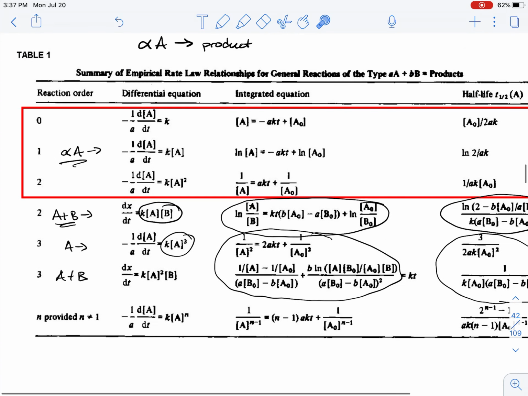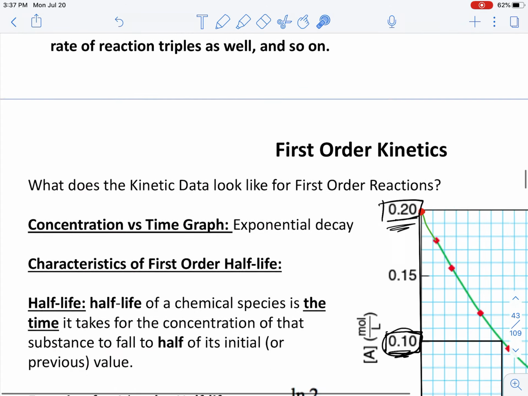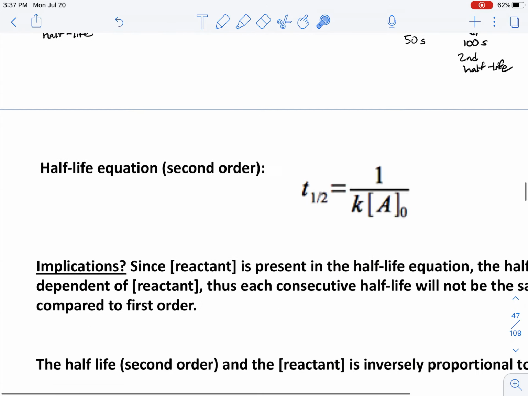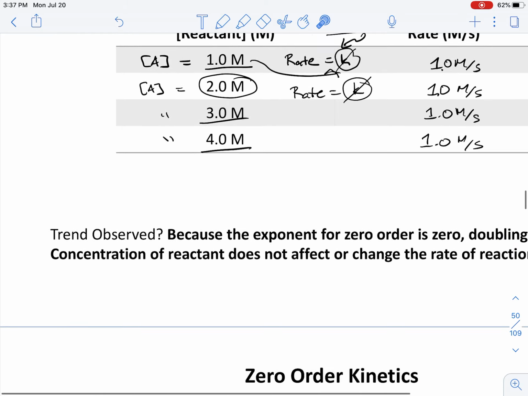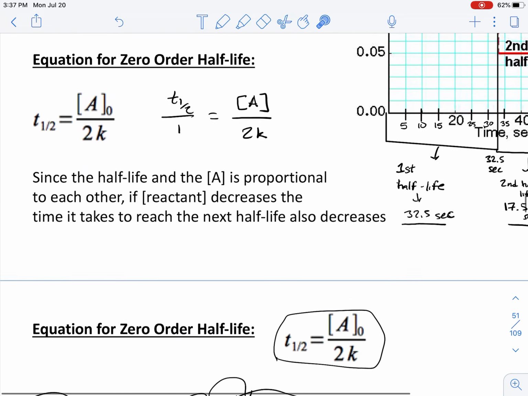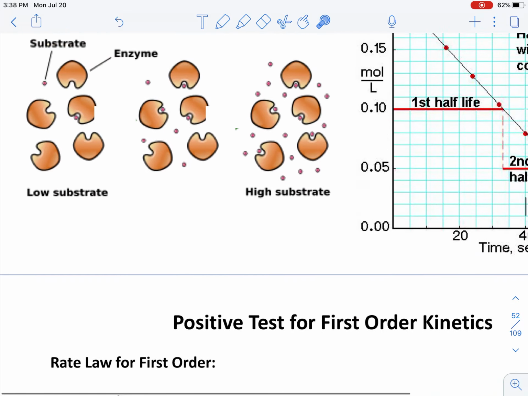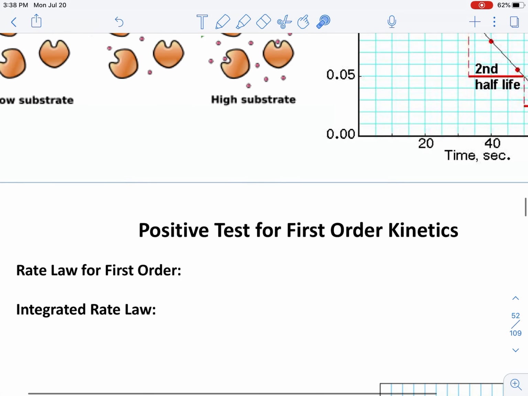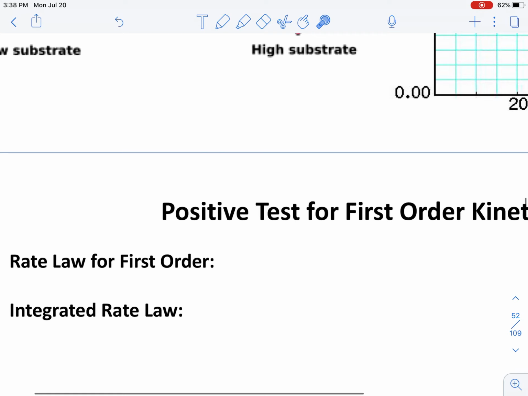All right. And so I'm going to keep on scrolling here. Where is it? Oh, okay. All right. So let's go ahead and continue with our discussion of integrated rate laws.